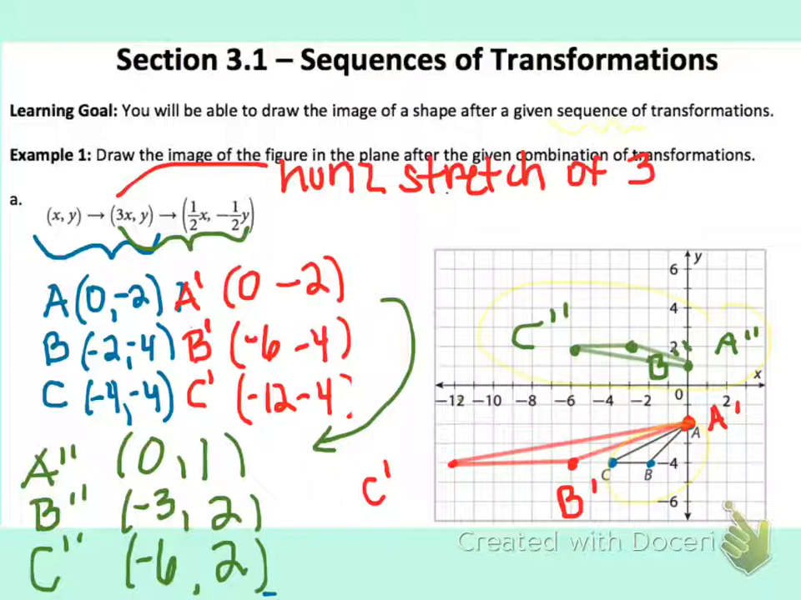So really all we're doing is building on what we've been doing, but instead of just doing one transformation to a figure, we are doing multiple transformations in a sequence.